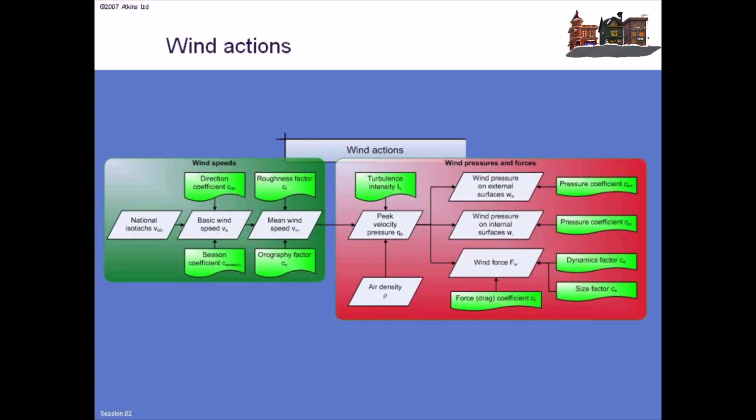So we've got a basic wind speed. We then need a mean wind speed, and this brings in basically height through a roughness factor. And there's a separate factor called the orography factor.